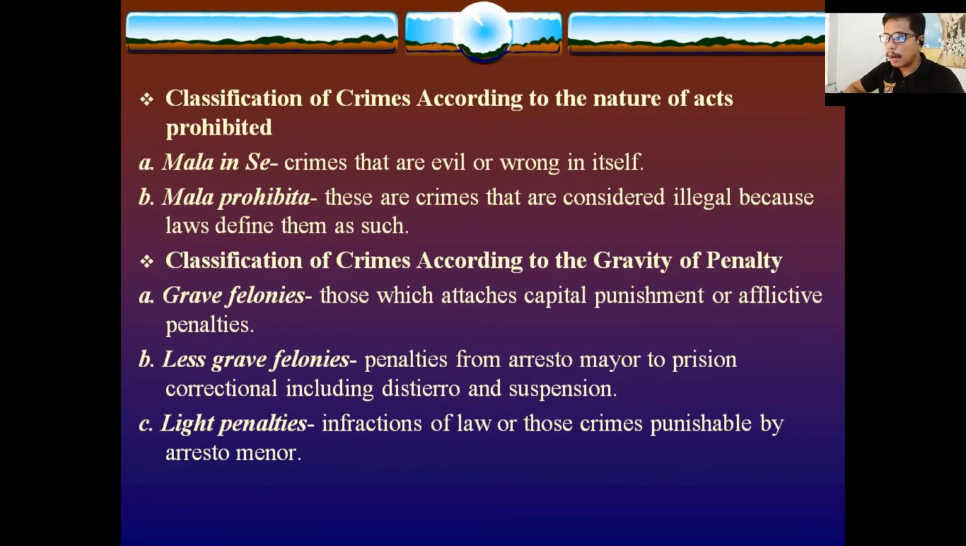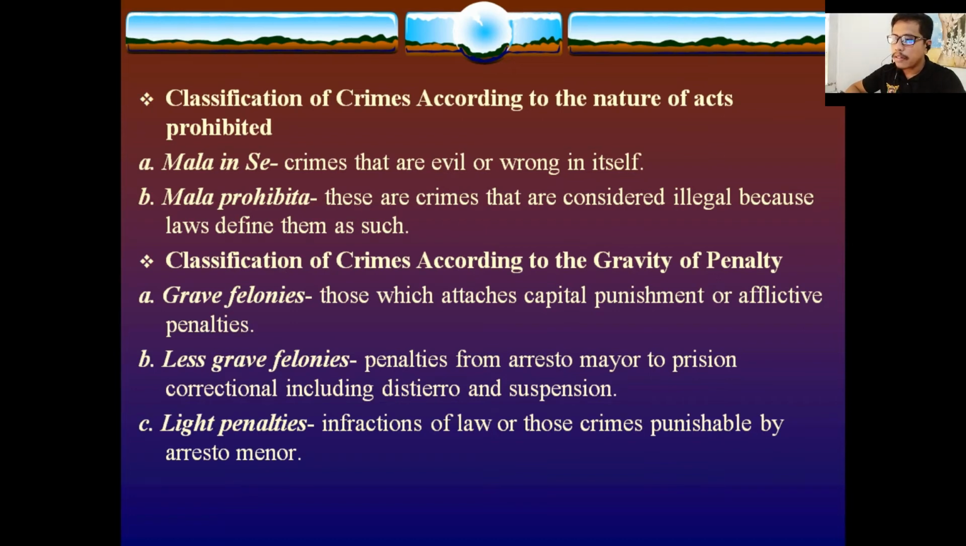How about drugs, or violation of Republic Act 9165 on illegal drugs? If a particular act is a violation of any special law, it shall also be considered as mala prohibita. Okay? If it is a violation of a special law. So, 9165 is a special law. Any violation of that law shall be considered as mala prohibita.